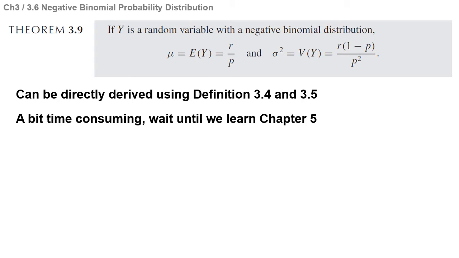Okay, and just know that the expected value of Y for the negative binomial is r divided by p, and the variance of Y is r times (1 minus p) over p squared.